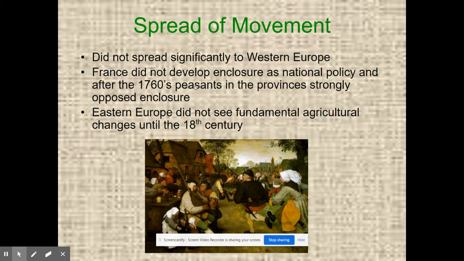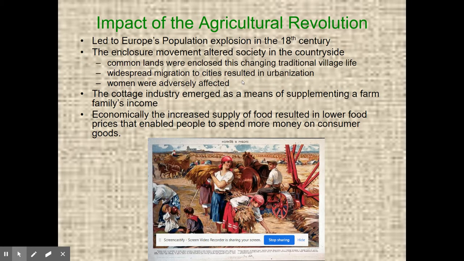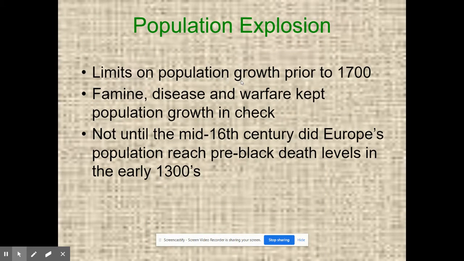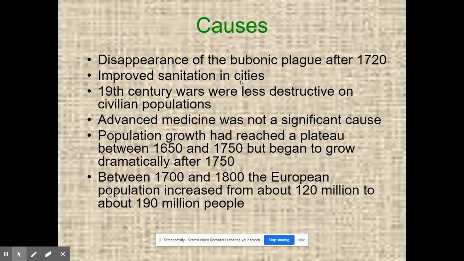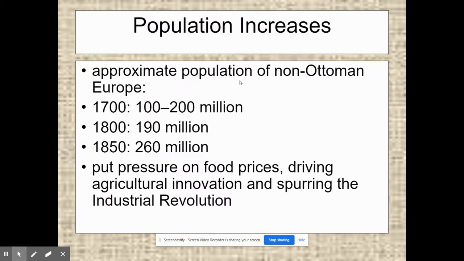You're going to see a lot of movement during this time period. We'll talk more about that later. And then the impact of this is the cottage industry. There's going to be a huge population explosion during this time period, but there is going to be an impact as far as women, which we're going to talk about. So there's new foods, new population growth. So this is our population increase. Notice by 1850 over 260 million.